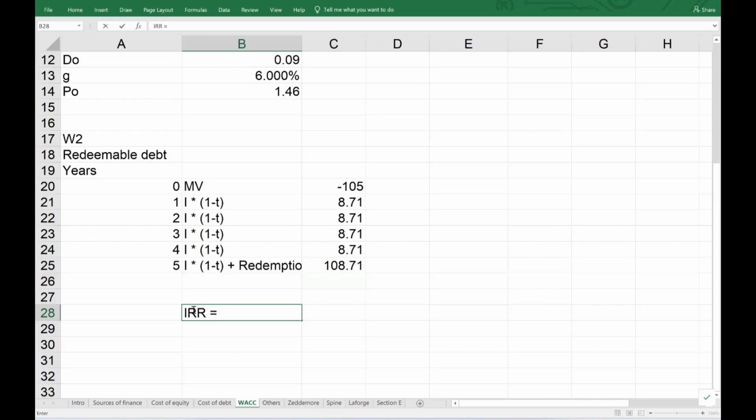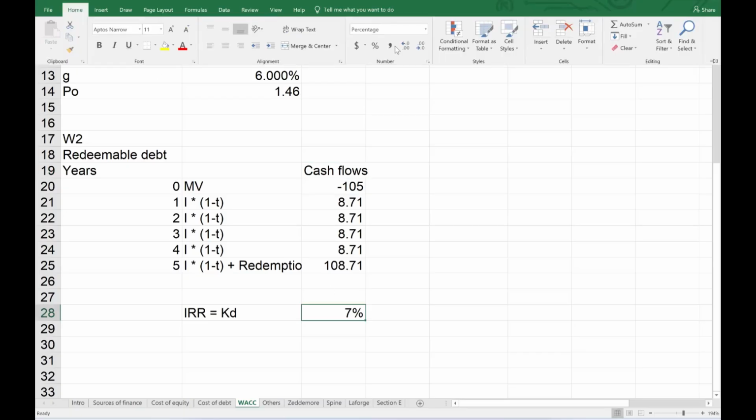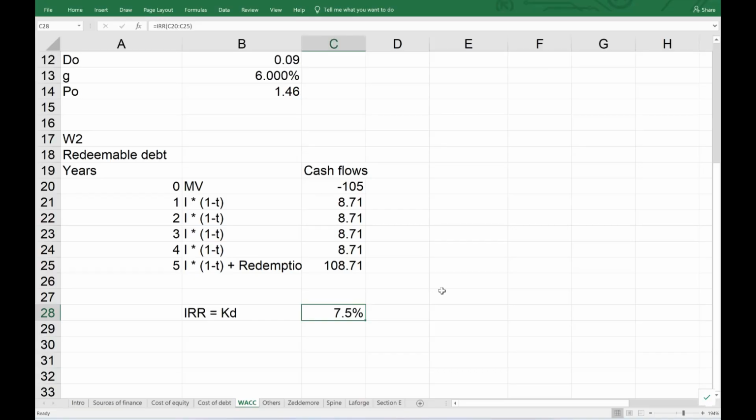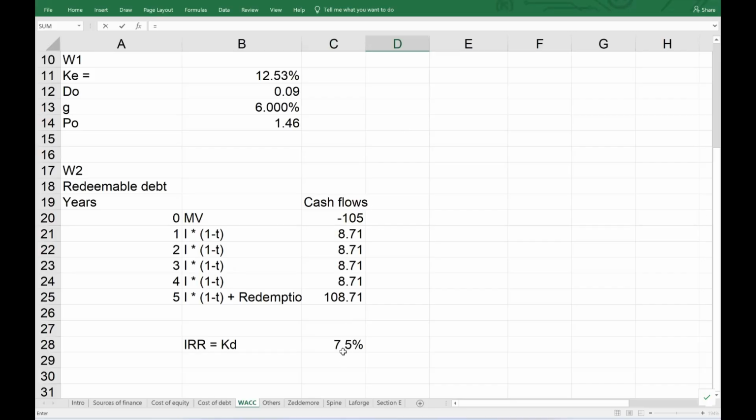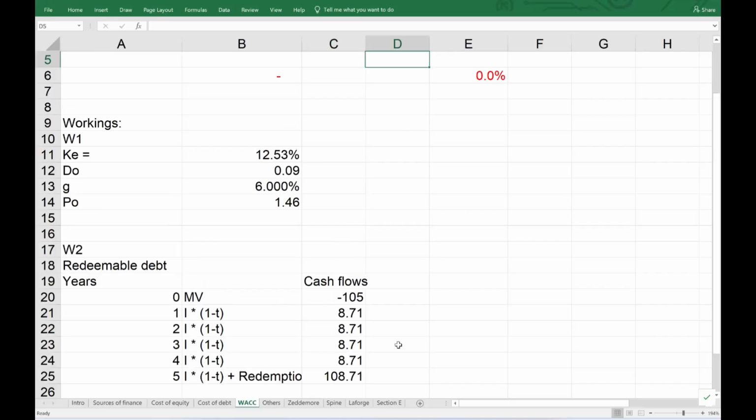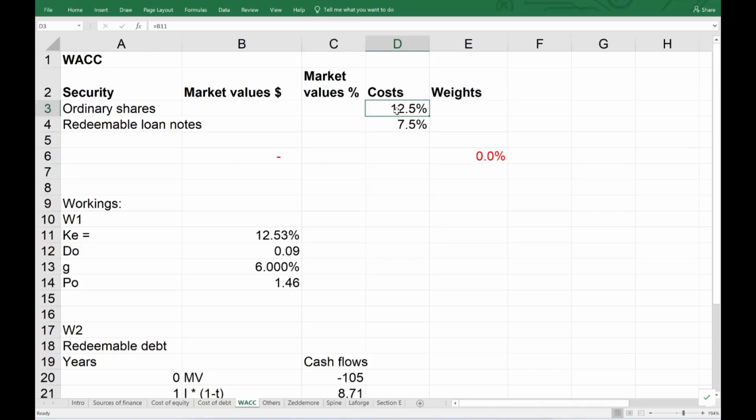IRR is equal to KD. IRR is 7% approximately. That is the cost of debt. Look, after tax we have to use 7.5% approximately. So I will put it here, 7.5%. Okay, I find the cost of equity, I find the cost of debt. Second thing, I have to find the market values of both.